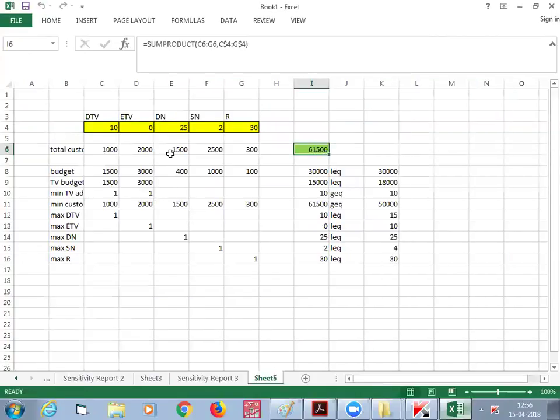And what does it turn out? It turns out that the same solution maximizes customer reach in this case. And isn't that nice?